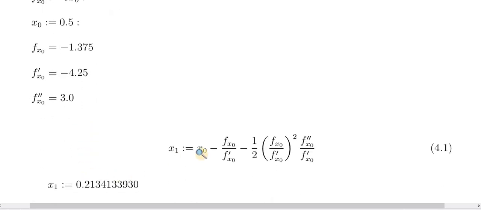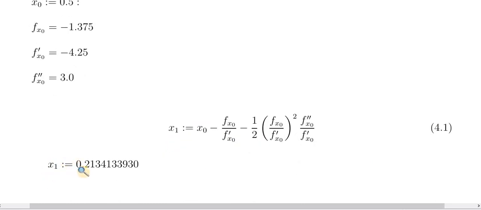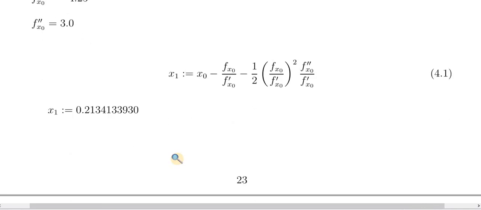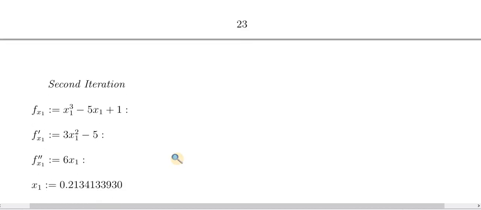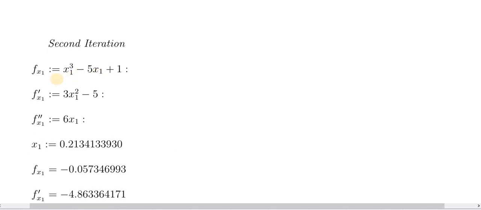So we make use of the Chebyshev method, which is equation 4.1. Using the Chebyshev method, we see that s1 is equal to 0.2134133930. After getting our s1, you can go further to do the second iteration. In the same way, we substitute the value of s1 into the function f of s1, and into the first derivative and the second derivative of the function, and you have the following values.